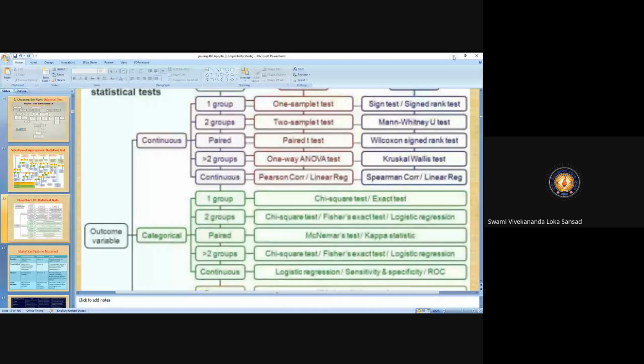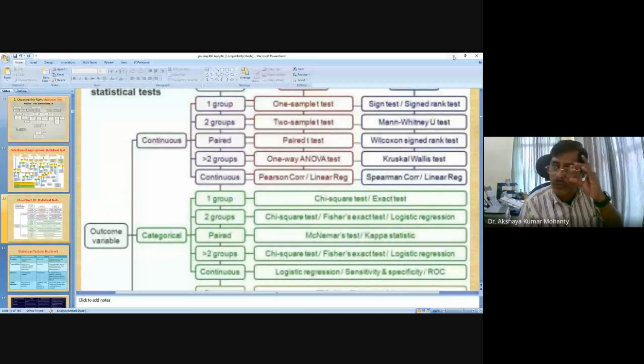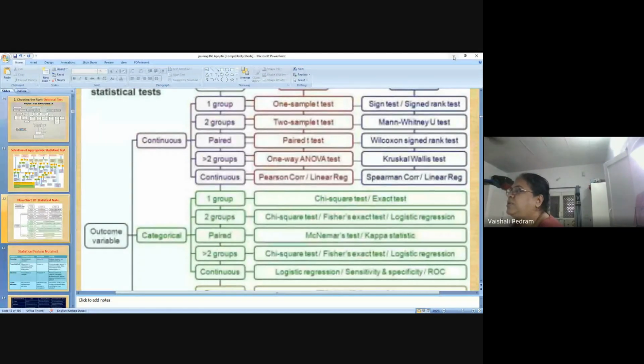Sir, I think it is categorical data. That means it is a nominal scale. So most probably it will be non-normally distributed data, so non-parametric tests will be used.